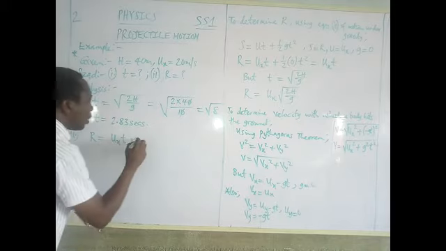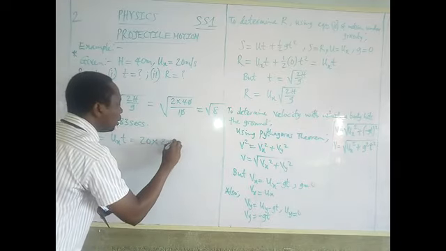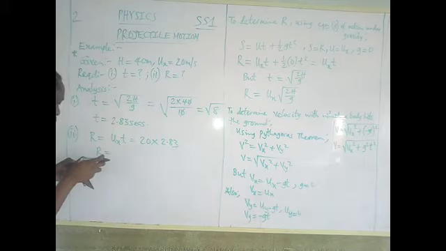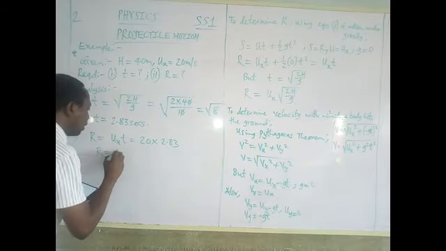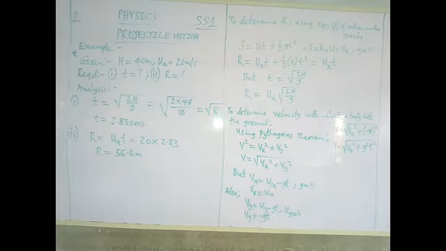Now, for our second unknown, which is our horizontal distance, that is just Uxt. So you know your Ux already, that is 20, and we have obtained the value of T, 2.83. Then our R will be equal to that is 56.6. Don't forget, range is meter. Take note of that. Let's have one more example that has to do with velocity with which the body strikes the ground.